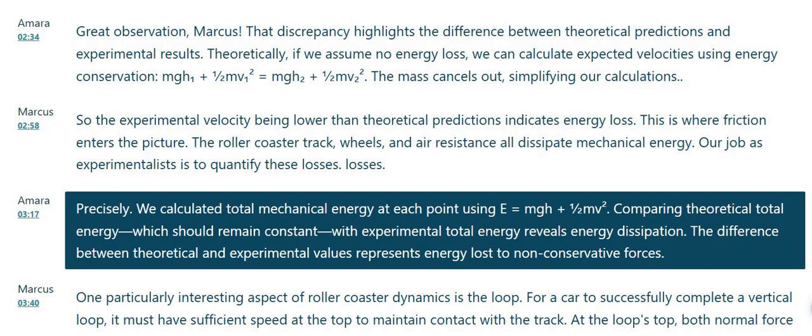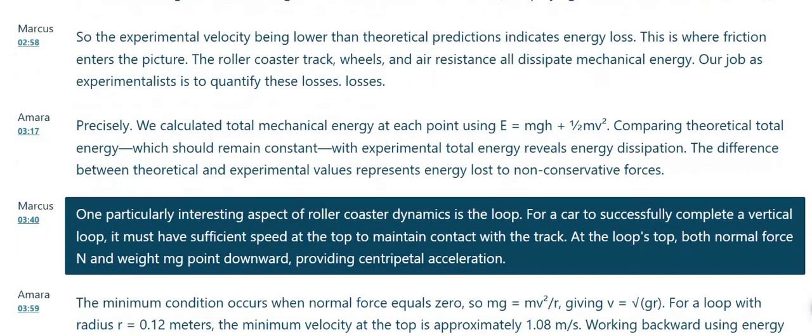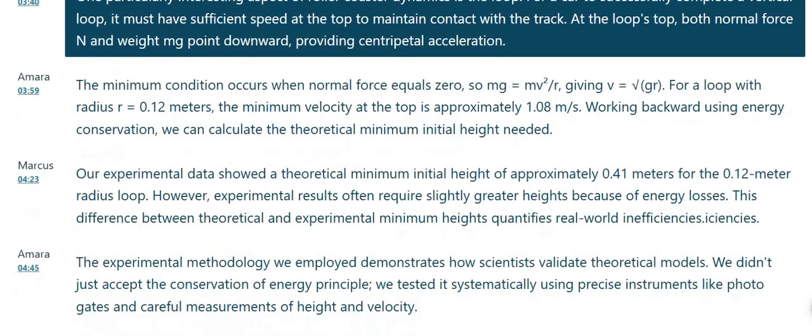Comparing theoretical total energy, which should remain constant, with experimental total energy reveals energy dissipation. The difference between theoretical and experimental values represents energy loss to non-conservative forces. One particularly interesting aspect of roller coaster dynamics is the loop.